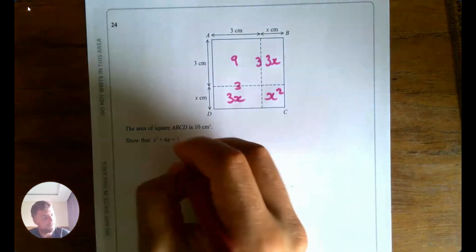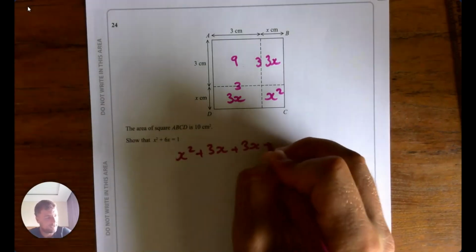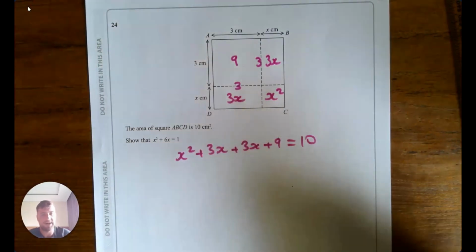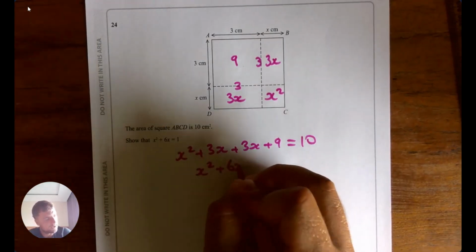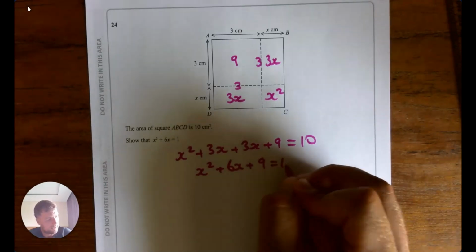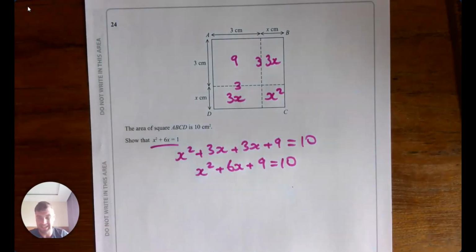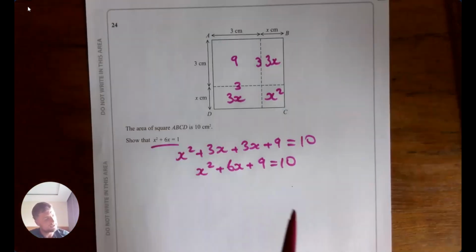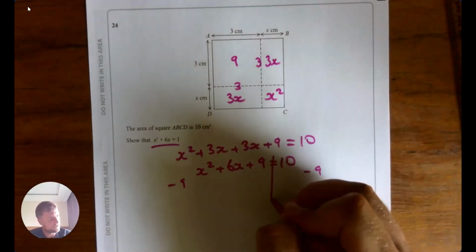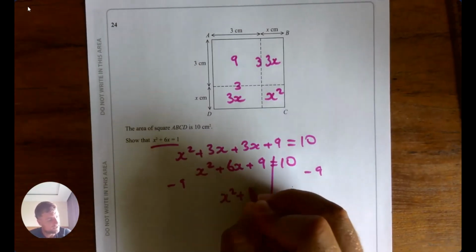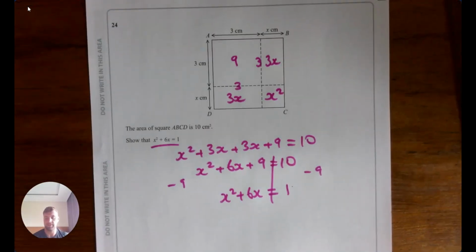So if we add up those 4 sections, we get 10, because it told us the total area of the square is 10. So then we're going to simplify this to x squared plus 6x plus 9. And then all we have to do is look at this and look at what we're trying to get to. And we just want x squared plus 6x on the left. So we're going to take away 9 from both sides. And that will leave us with x squared plus 6x equals 1, which is what they wanted.